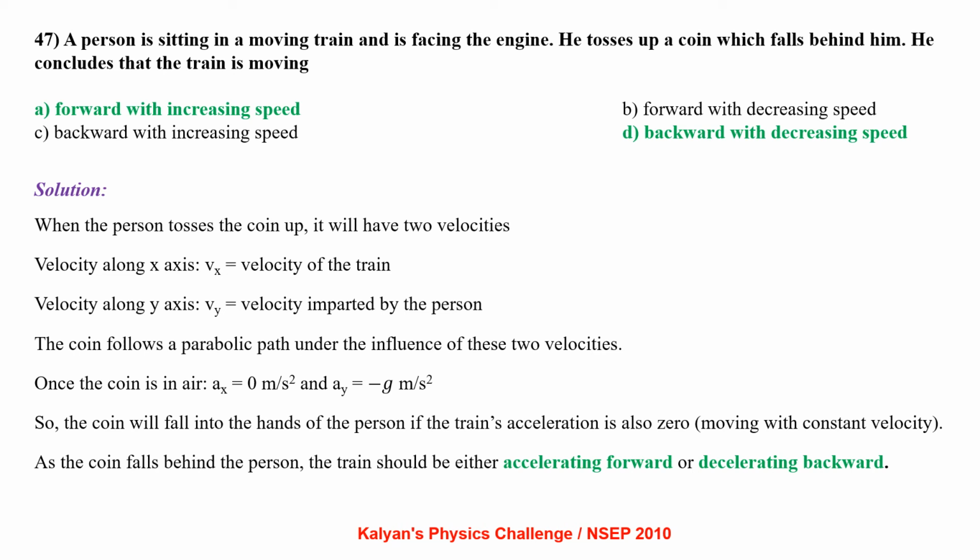if the train's acceleration is also 0, that is, the train is moving with constant velocity. As the coin falls behind the person, the train should be either accelerating forward or decelerating backward.